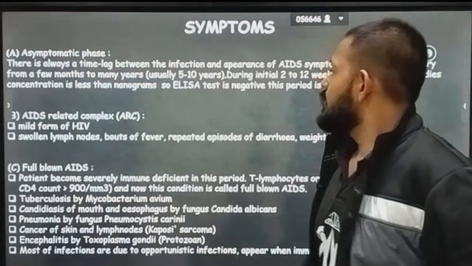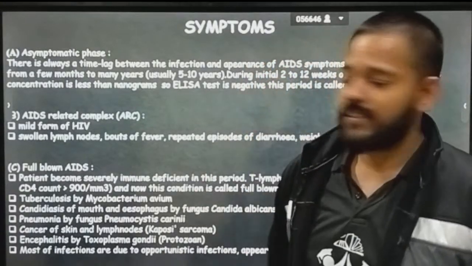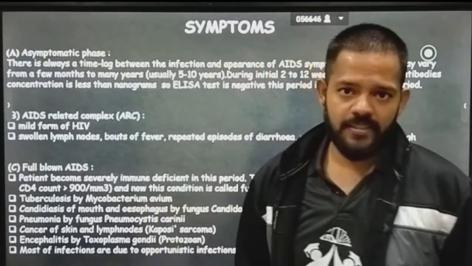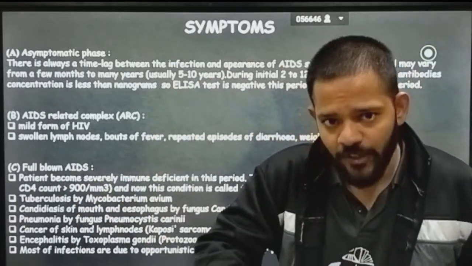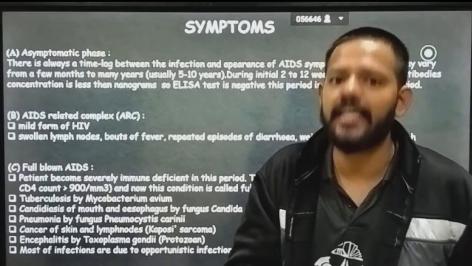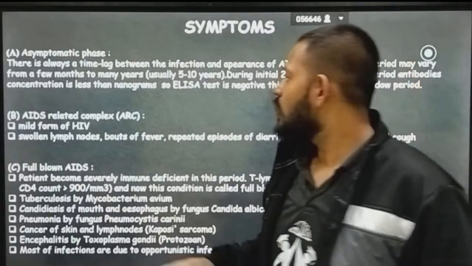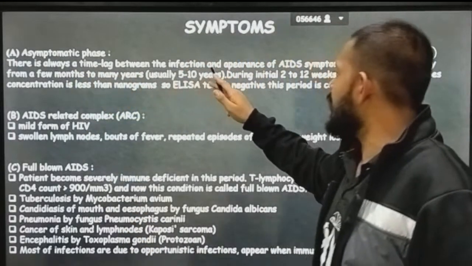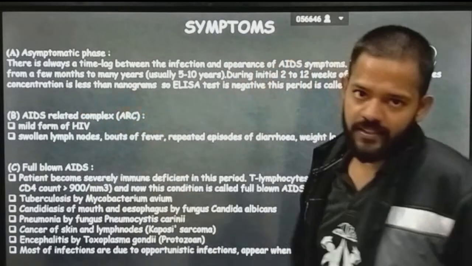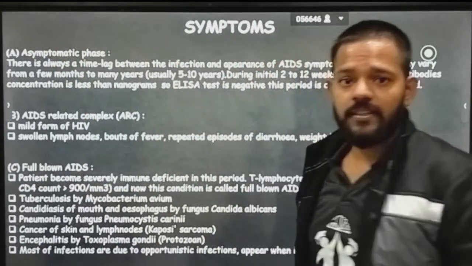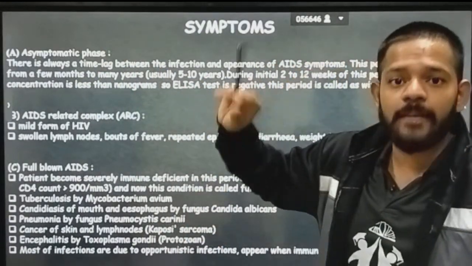Okay, so now symptoms. Your HIV AIDS shows three phases. First one is the asymptomatic phase. In this the virus does not show any symptoms. It is present inside your body, replicating inside the helper T cell and the macrophages, but it does not show any symptom. There is always a time lag between the infection and the appearance of AIDS symptoms. This period may vary from a few months to many years, even 5 to 10 years.